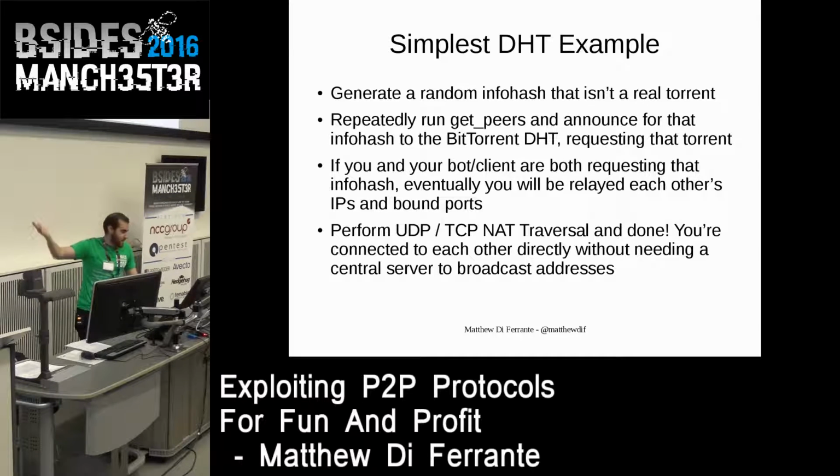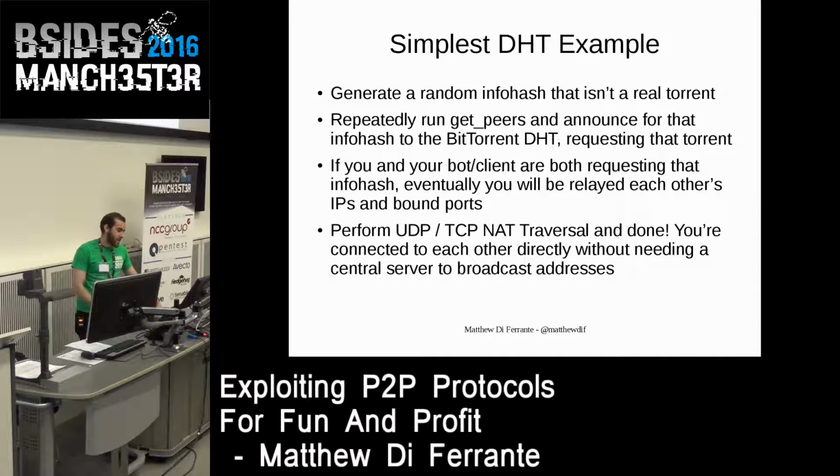So the simplest example to exploit this DHT for your own purposes, and this doesn't have to be for malware, this can be for pretty much anything. You can build a domain name resolution system on top of DHT. You can build a content addressing system, whatever. Anything where you can have a distributed key value store that is too lenient and allows things that aren't actually torrents into the key value store.